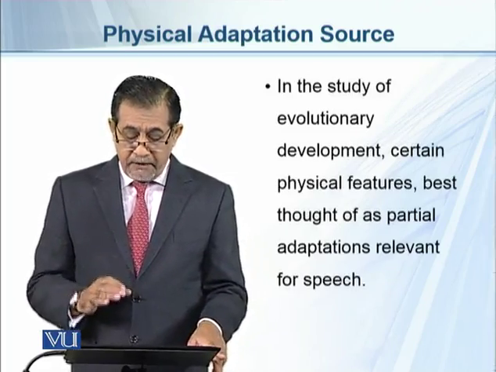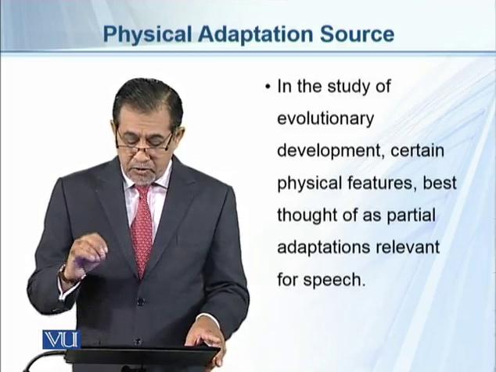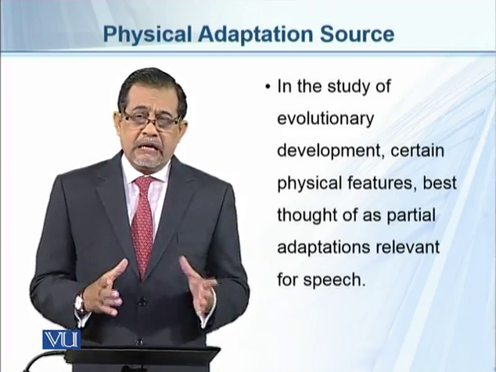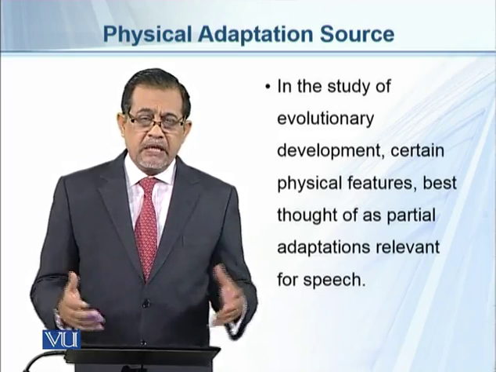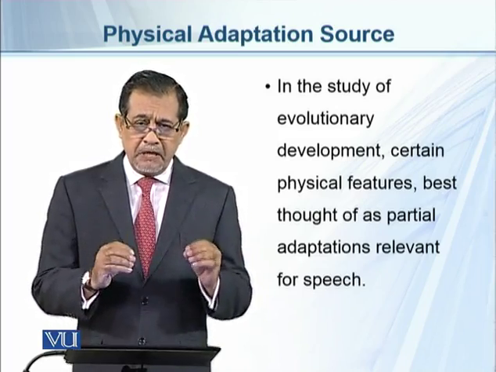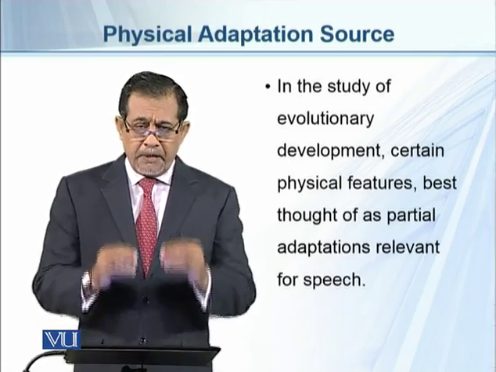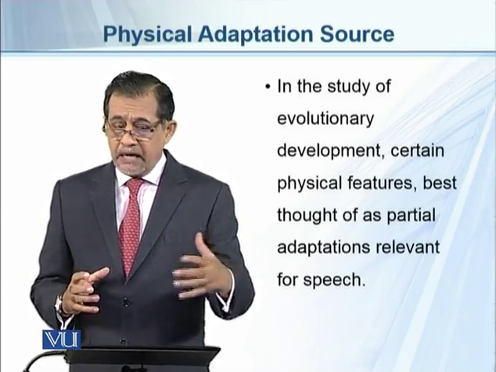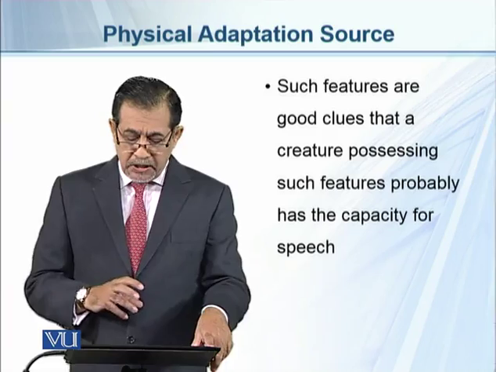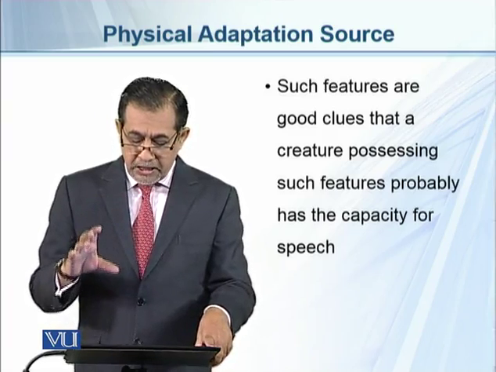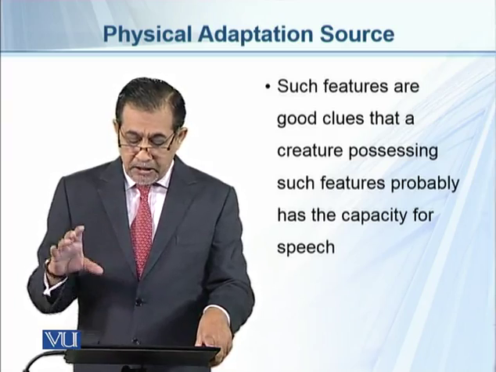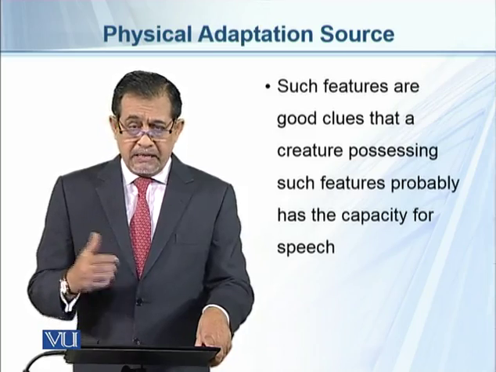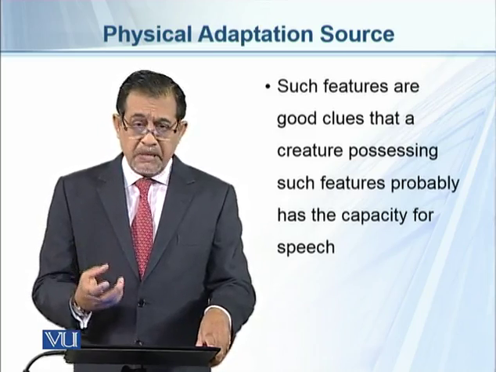So in the study of evolutionary development, certain physical features are best thought of as partial adaptations relevant for speech. In the developmental stages of human beings, we can easily find certain periods in which human beings adopted certain physical features with which they were able to make speech. Such features are good clues that a creature possessing them probably has the capacity for speech. These are certain features that we are going to discuss which enable man to speak.